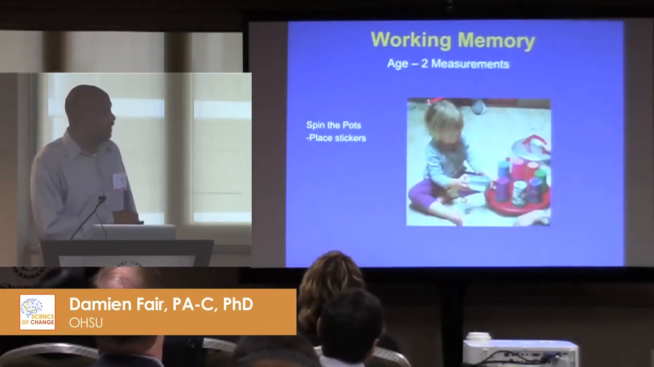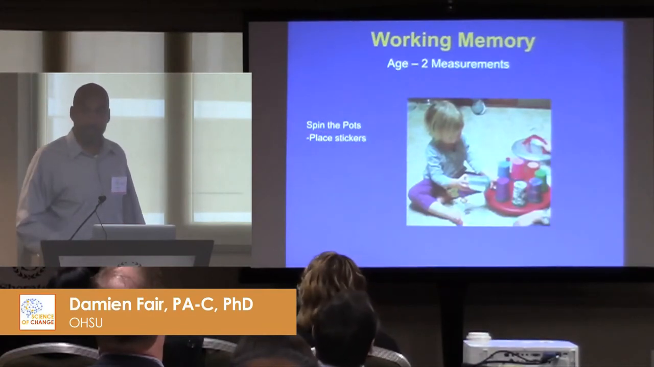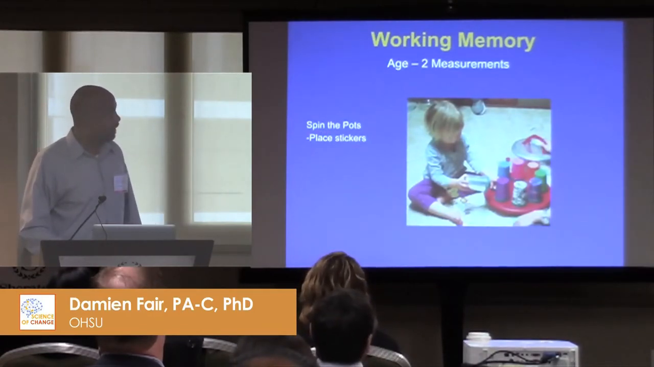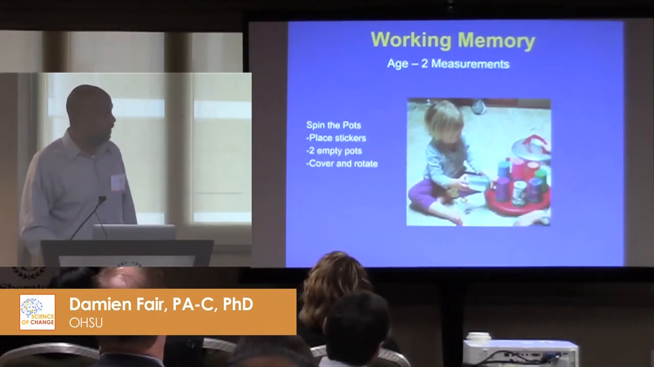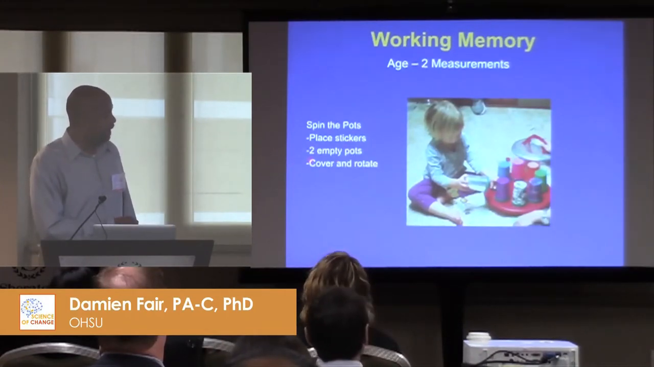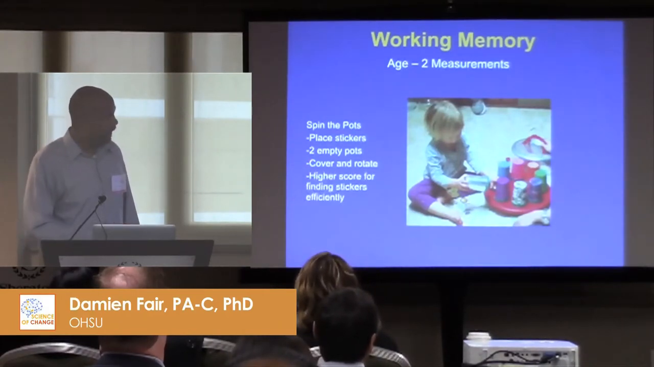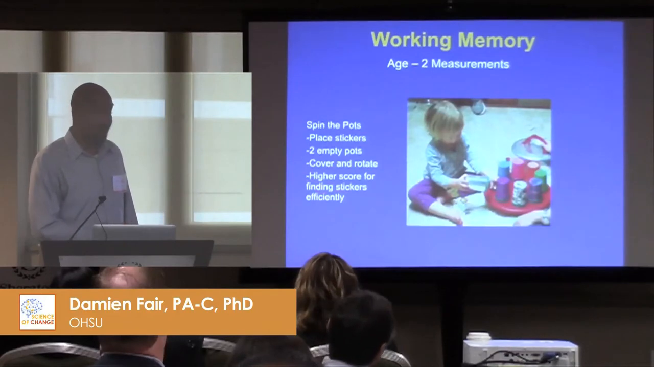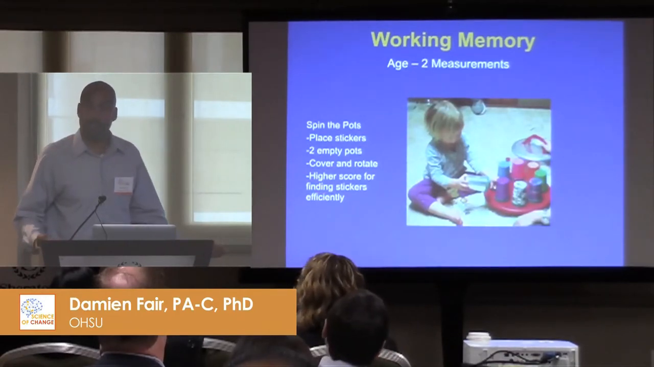So here's a quick example of how you measure it. This is a spin-the-pots measurement, where you place a bunch of stickers under a Lazy Susan. You leave 2 pots empty for the kid. You cover and rotate them, and the kids get higher scores the faster they can find the stickers. It's a measure of whether they can remember where the empty ones were.